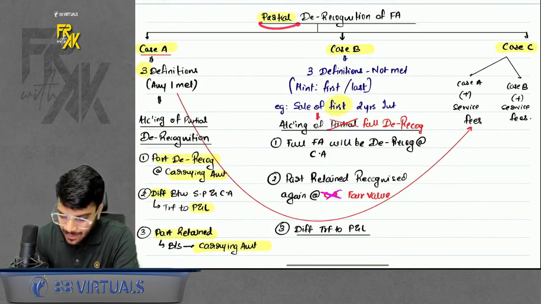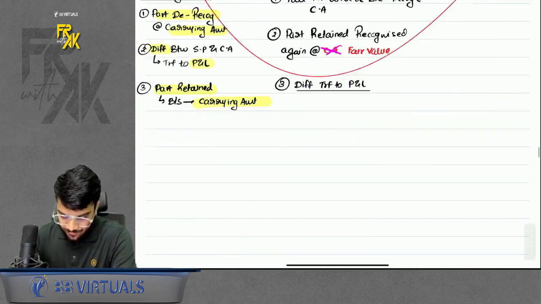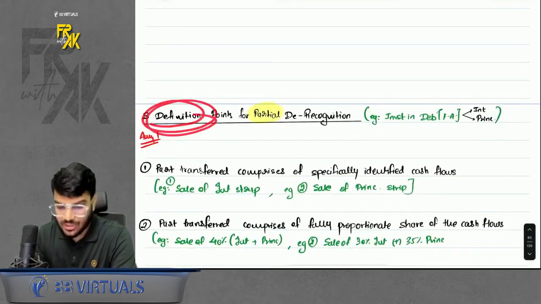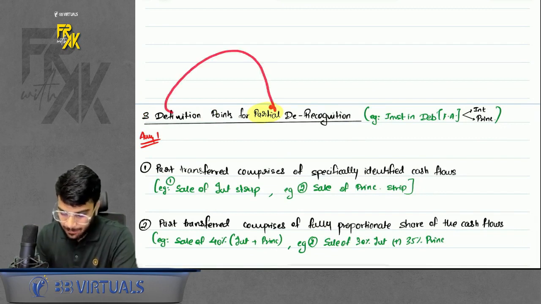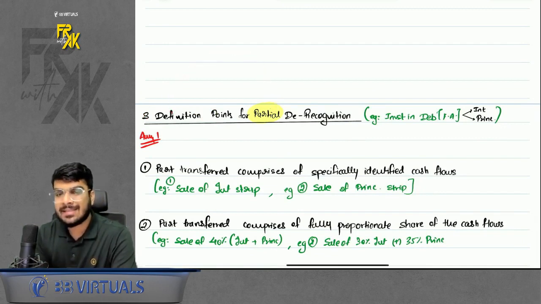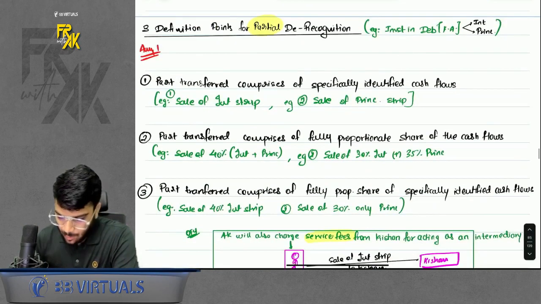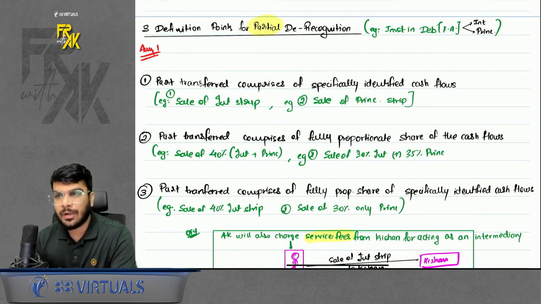So basically under partial derecognition there are three definitions given. How many definitions? Three definitions. If you fall under the three definitions, then you will call it a partial derecognition. So first let's discuss the three definitions and then I will teach you the accounting as well. Okay, now what was the first definition talking about?